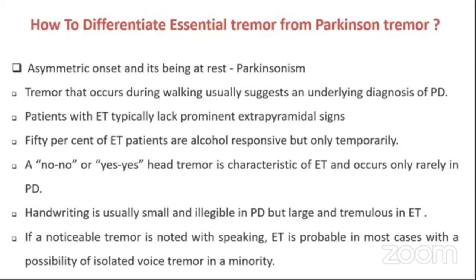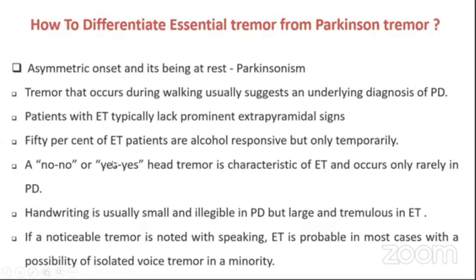But in case of Parkinsonism, the tremor is usually asymmetric at onset and usually a resting tremor. But in case of essential tremor, it is usually symmetrical and not at rest. It usually occurs with postural change, at the posture, also while walking or during action. Tremor that occurs during walking usually suggests an underlying diagnosis of PD. Patients with essential tremor should have no prominent extrapyramidal sign like rigidity, cogwheel rigidity or lead pipe rigidity, or postural disturbance.